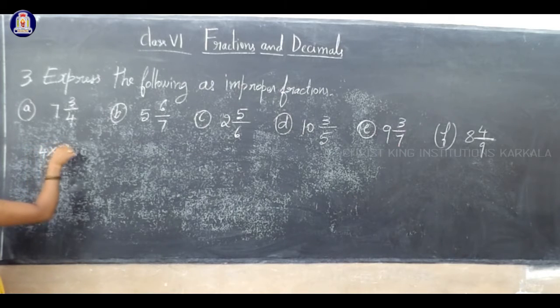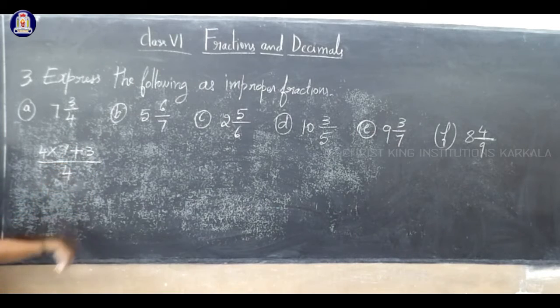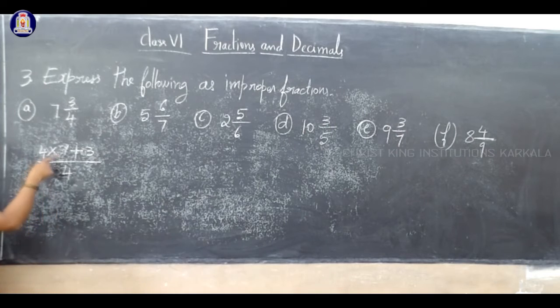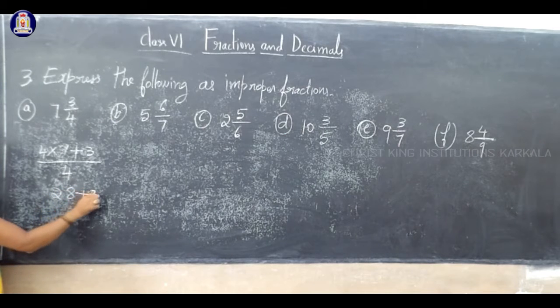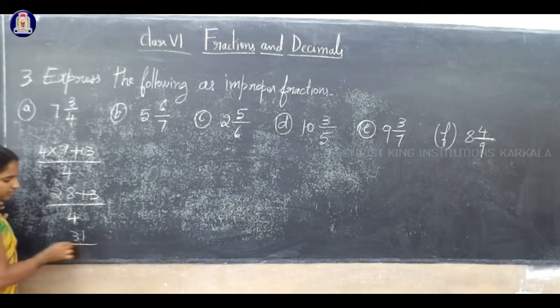4 into 7 plus 3 divided by... What is the denominator? Denominator is 4, right? As it is. Can I multiply? 4 sevens, 7 fours are 28. So 28 plus 3 by 4. So how much is 28 plus 3? It is 31 by 4.